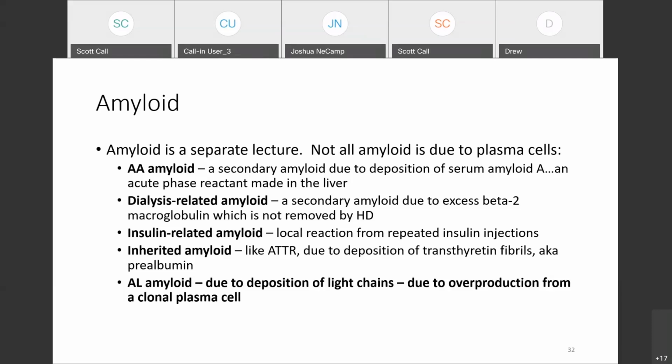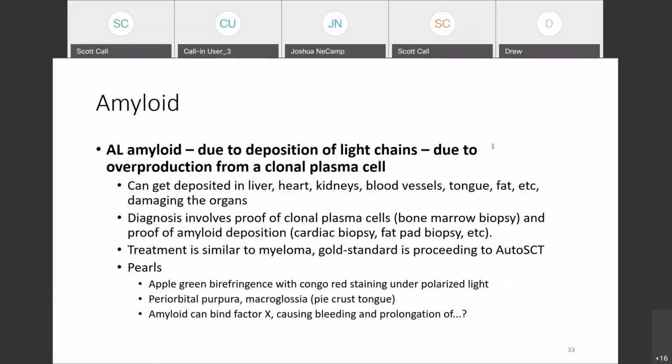There are also inherited amyloid syndromes like ATTR, or the transthyretin amyloid, that's due to a mutation in the protein so that it basically turns into amyloid fibers and gets laid down where it's not supposed to. And then finally, AL amyloid, for the L, think of light chain, so amyloid light chain. That's the one that's actually due to overproduction of light chains from a clonal plasma cell. So again, AL amyloid is the one that's actually under our purview in hematology. It's due to light chains overproduced by a plasma cell.